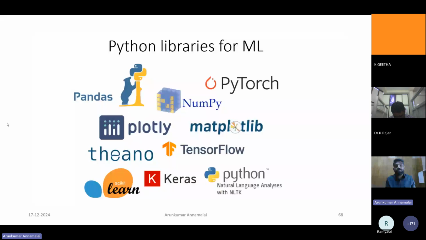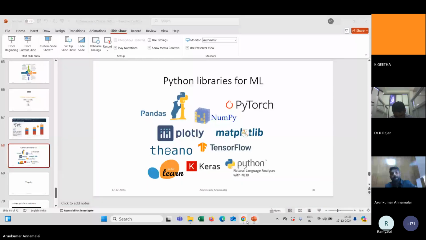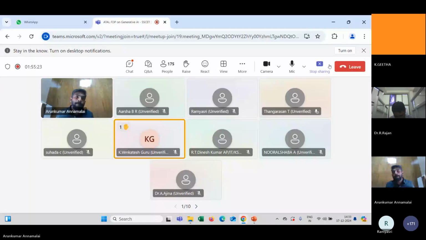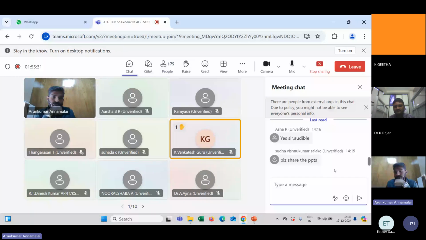These are different Python libraries. And any questions? Any questions? Okay, I'll share the PPT. Okay.